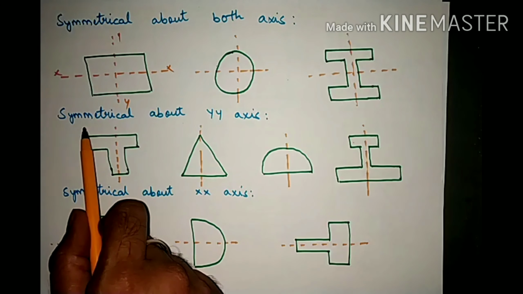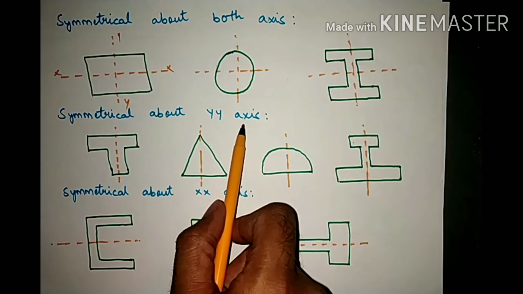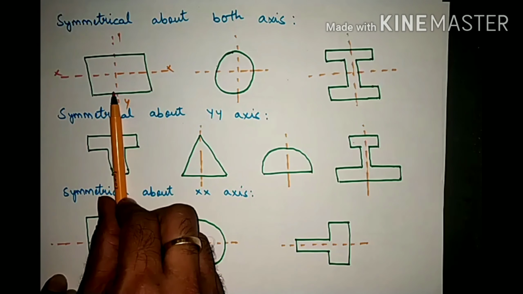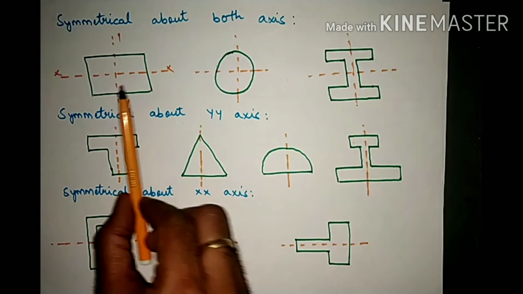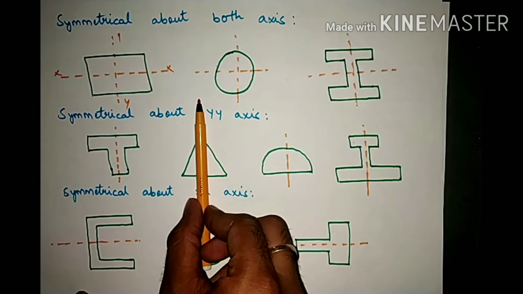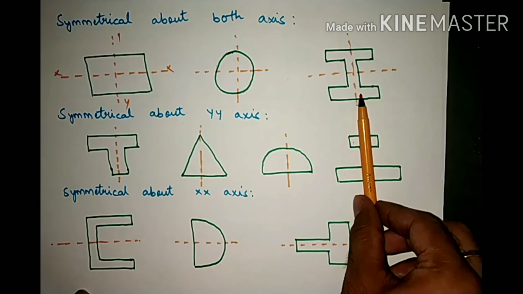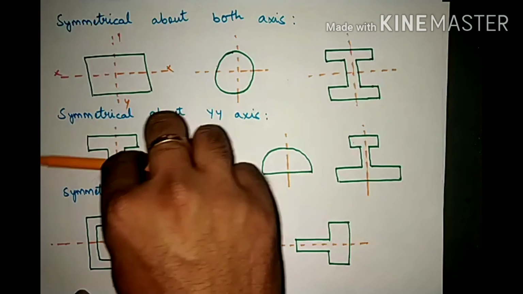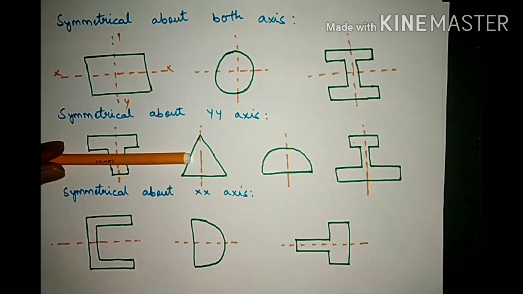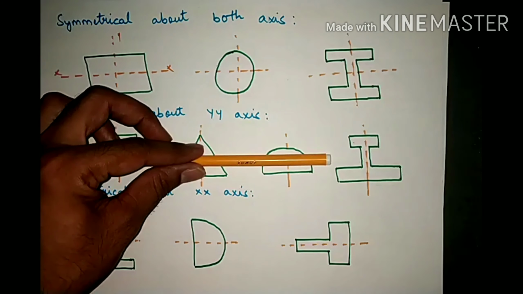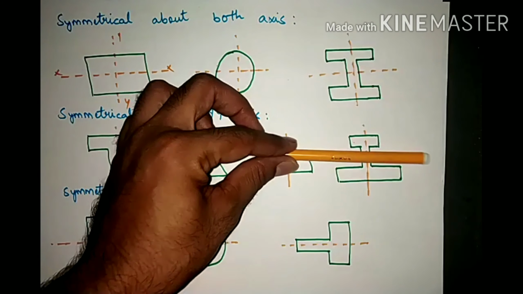Now let us see some objects which are symmetrical about the YY axis. So this T section, cut it, so symmetrical. This direction symmetrical, this direction symmetrical. If you are cutting in this direction, symmetrical. Try cutting in the horizontal direction. If I am cutting the section like this, it is not symmetrical.